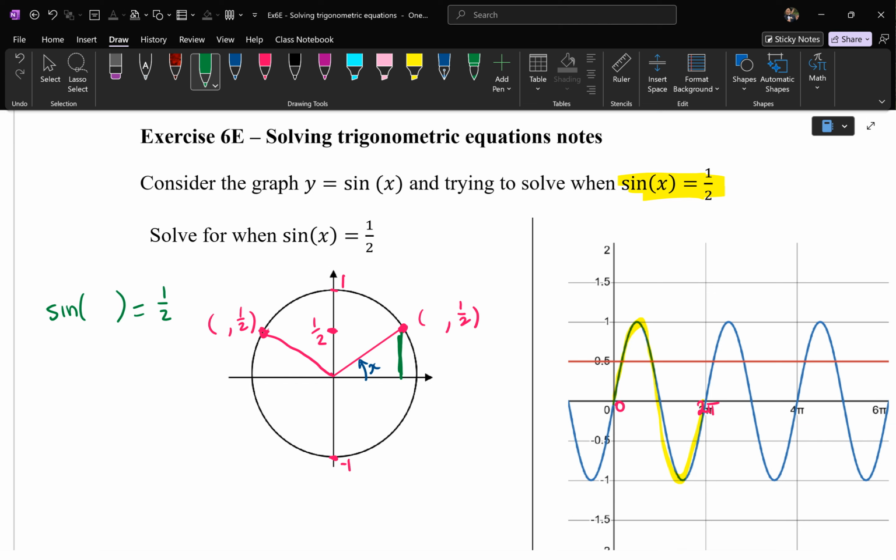I don't care how you learn it, whether through my hand method or through memorizing a chart. You have to know it. That's your goal. By the end of next week, I want you to know your exact values like your times tables. So when I ask you something like sine of what will give you half? The answer is 30 degrees or pi on 6.